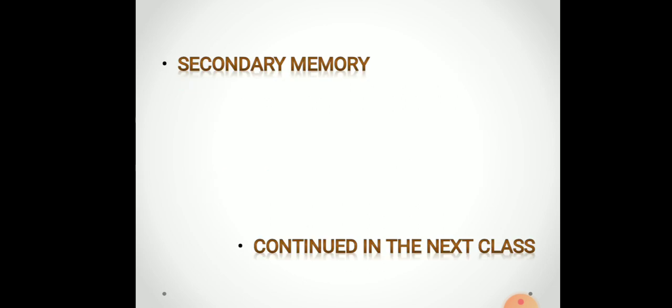So we have discussed the primary memory. There are two types of memory, primary memory and secondary memory. Among these, we have seen RAM and ROM, the two types of primary memory. We will see the secondary memory in the following class.